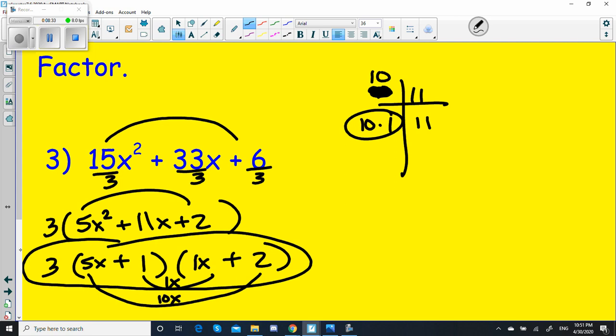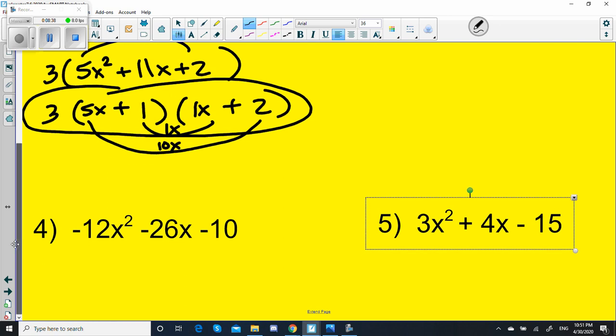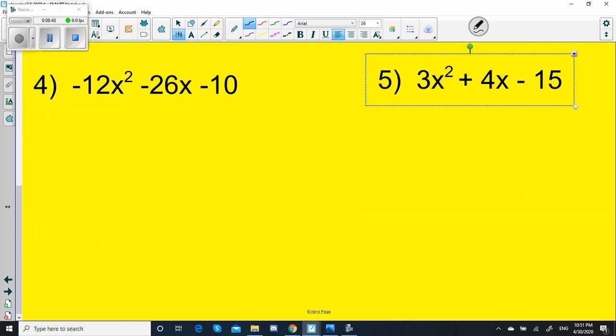All right, number 4. Okay, number 4 is a tricky one. Notice that it starts with a negative 12. None of the other ones have started with a negative. So when we pull the GCF out, we're going to pull it out as a negative to make that x squared positive. We want that x squared, or whatever variable it is, to be a positive number. So let's divide all 3 of them by negative 2.